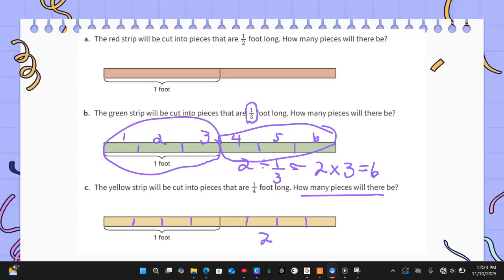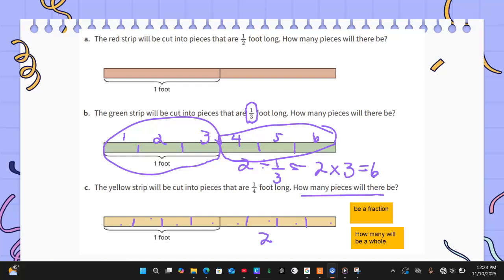Keep in mind, when I ask you how many pieces, that's going to be a whole number, because I'm not asking you how much of something. There's a difference between how much, which can be a fraction, and how many, which will be a whole number.